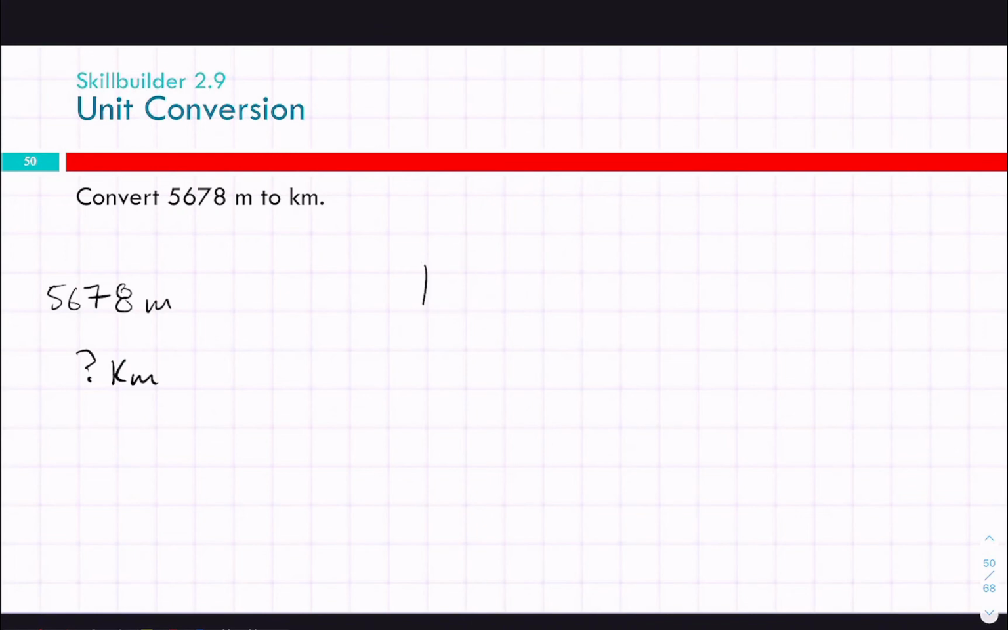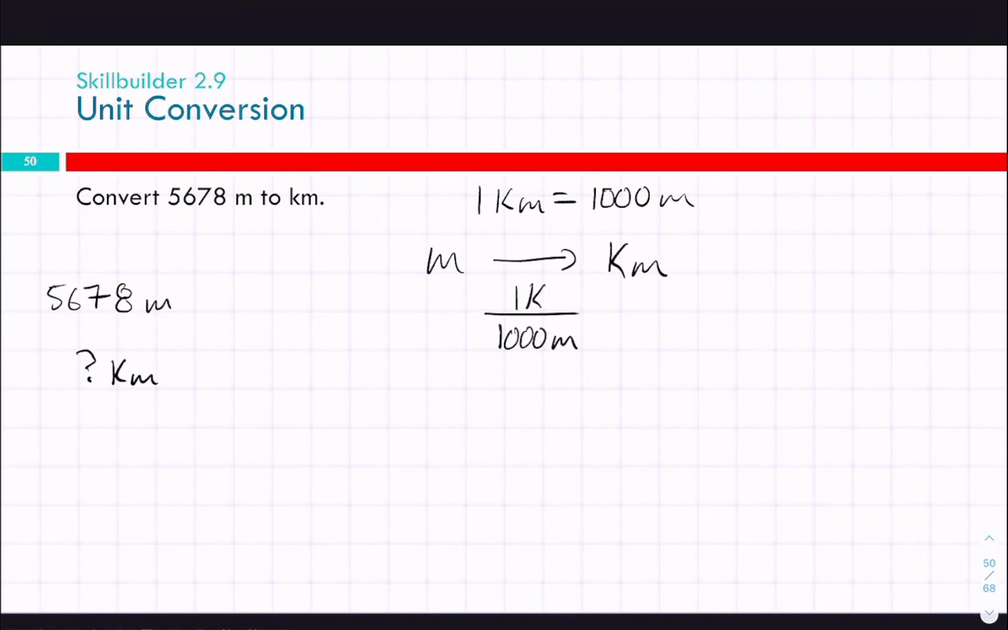Starting with meters to kilometers, the conversion factor is 1 kilometer is 1,000 meters. And then we can put this in here. If we want to get rid of the units of meter, it's going to be 1,000 meters on the bottom, 1 kilometer on top, times 5,678 meters.